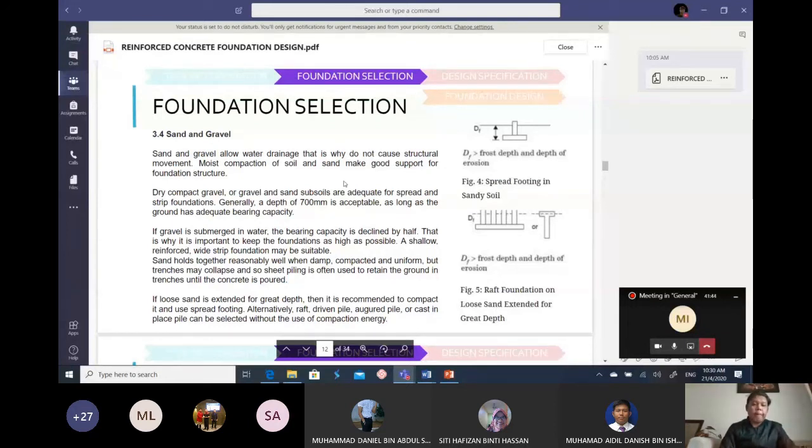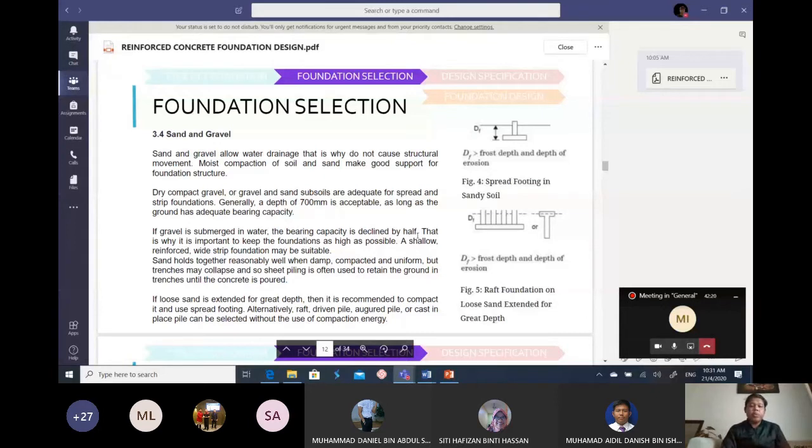So dry compacted gravel and sand subsoil are adequate for spread and strip footing. Okay, generally a depth of 700 millimeters is acceptable. So no need to be as high as 3 meters or 1 meter, as long as the ground has adequate bearing capacity. So again, we have to check the soil bearing capacity. If gravel is submerged in water, the bearing capacity is declined by half. So it means that it is reduced by half. That is why it is important to keep the foundation as high as possible. So in this case, we have to increase the height of the foundation.